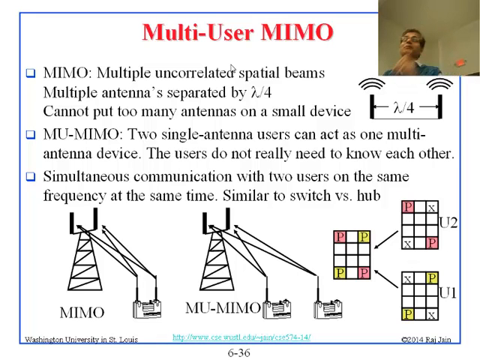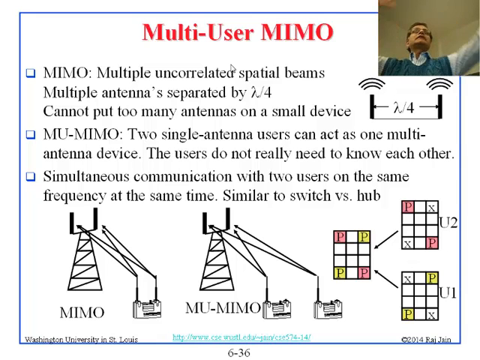Now, multi-user MIMO. This is a new concept with 11AC. Actually, this was all done with WiMAX, but now used in 11AC. One problem with MIMO is that when you have 2 antennas, they cannot be just anywhere. They have to be properly aligned. And they have to be aligned by lambda by 4 or a multiple of it, right? Some multiples, and there are some positions.